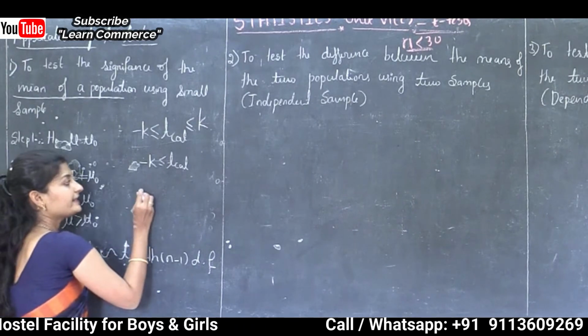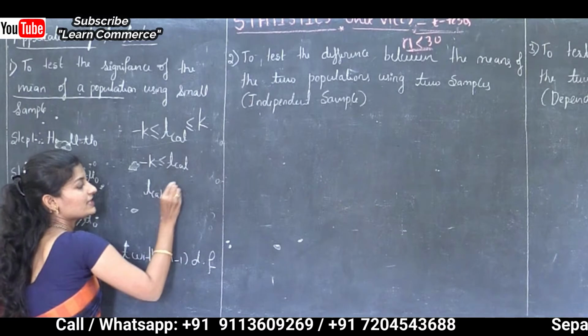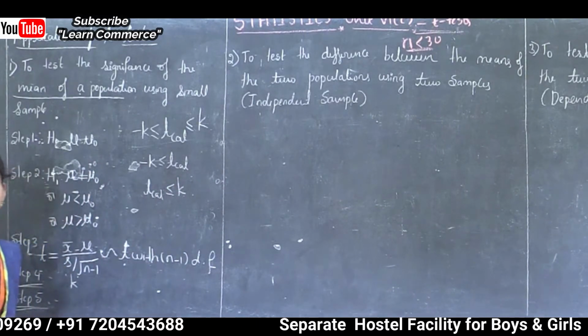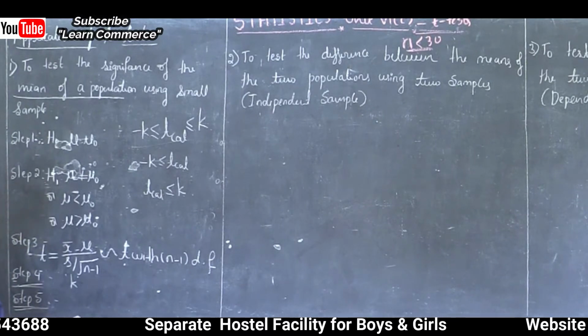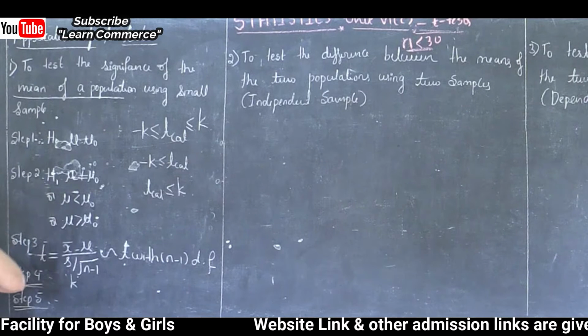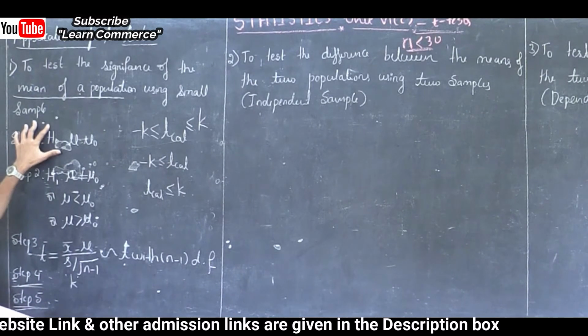For the right-tailed test, the condition is: if the calculated value is less than or equal to k, then H naught is accepted, otherwise H naught is rejected. Okay, these are the test procedures to test the significance of the mean of the population using a small sample.